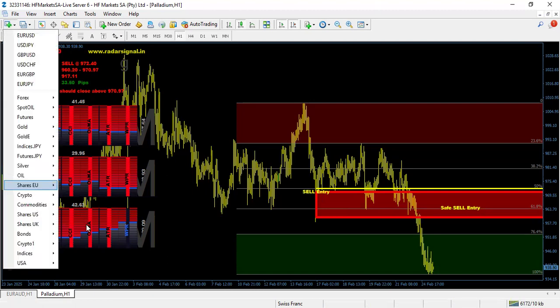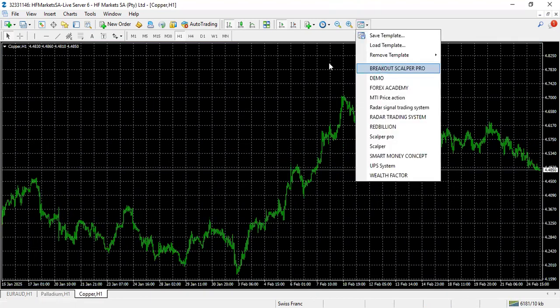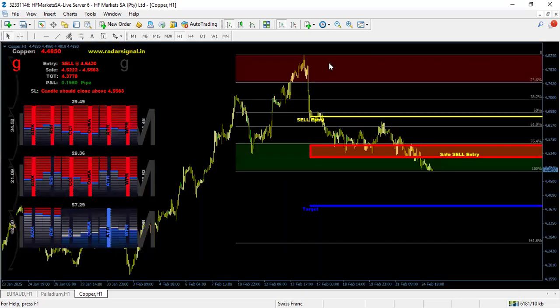Moving on to the third commodity. We're looking at copper. Let's see how the system signal was on copper. Copper, just below 50% of our Fibonacci retracement. The sell entry was at this price right here. The market went good on a sell momentum. So the signal was good, right?